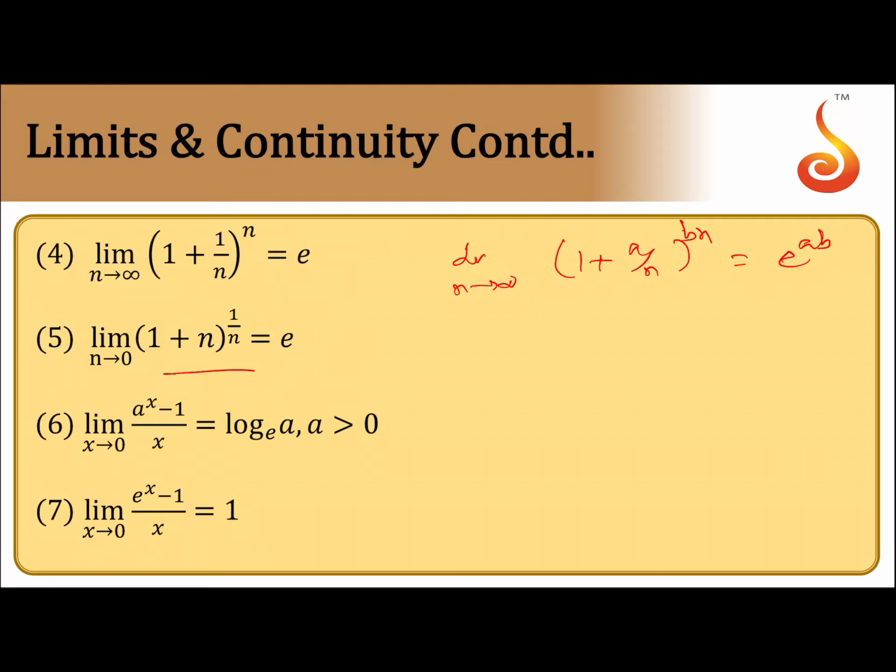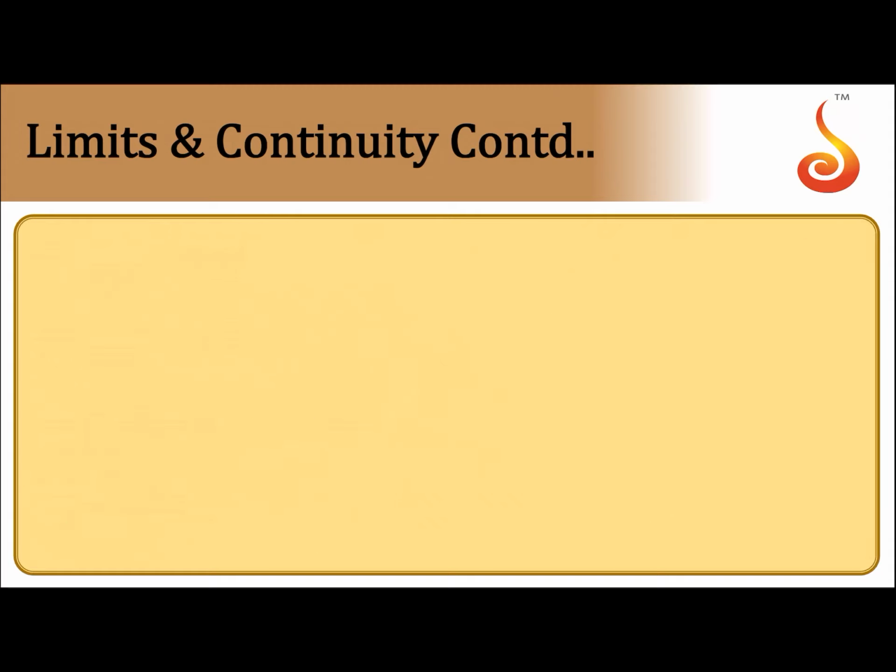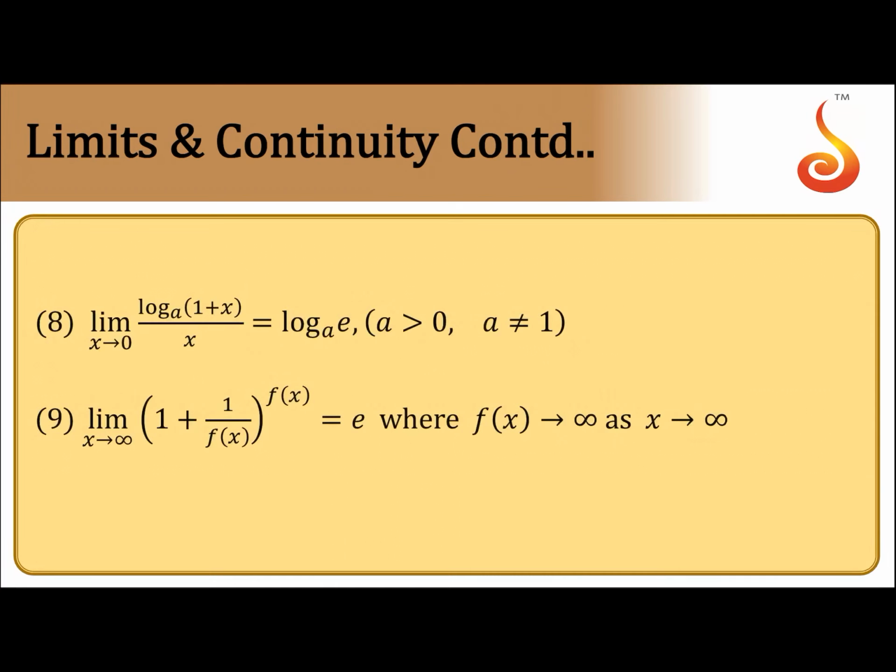Limit as x tends to 0 of a power x minus 1 by x is equal to log a. One more formula: e power x minus 1 by x as x tends to 0 is equal to 1, and limit as x tends to 0 of log of 1 plus x by x is equal to log e to the base a.